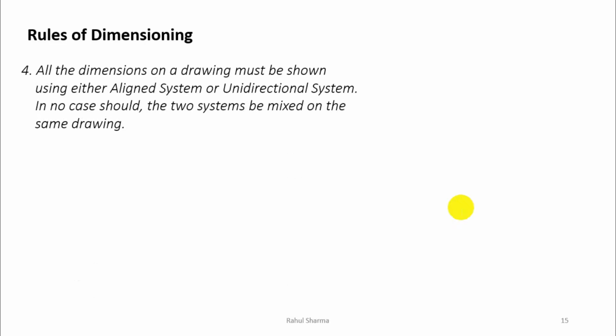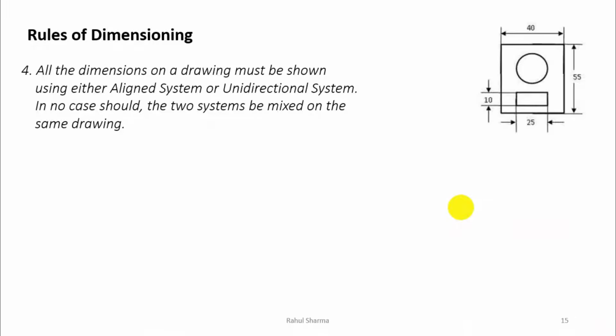Now the next rule is that all dimensions on a drawing must be shown either in the aligned system or the unidirectional system. We cannot mix both. So this is a wrong diagram. Try to identify what the mistake is here. Yes, we have used both systems: for 40 we are using the aligned system, and for writing 25 or 10 we are using the unidirectional system. So we cannot mix both systems in a single diagram. Either we go for aligned or unidirectional.